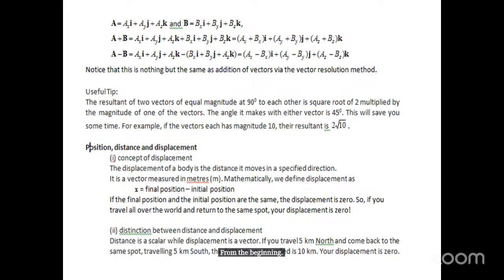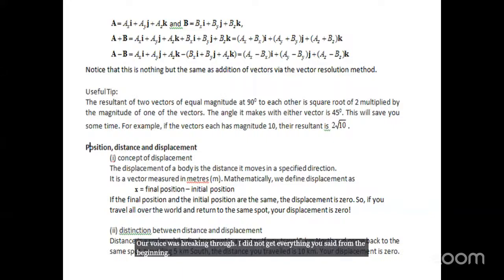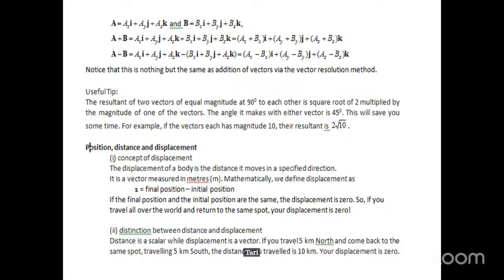Sir, your voice was breaking, so I did not get everything you said from the beginning. You missed a lot of points. But we can read what is on the screen. Continue. This is all O level stuff. I've not taught you anything beyond O levels here. Is that okay?